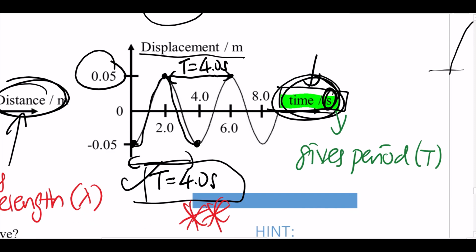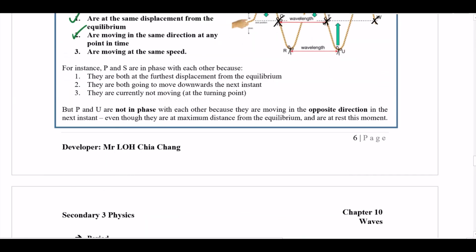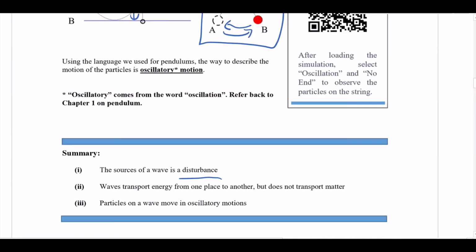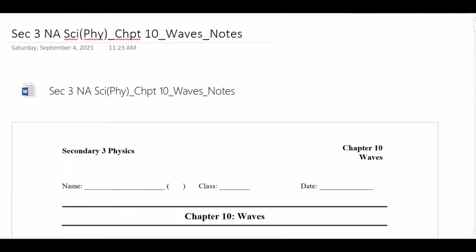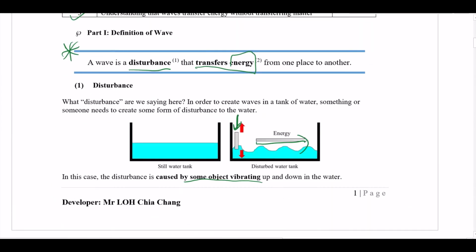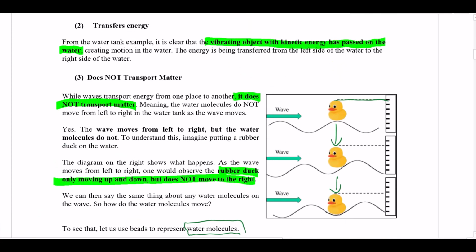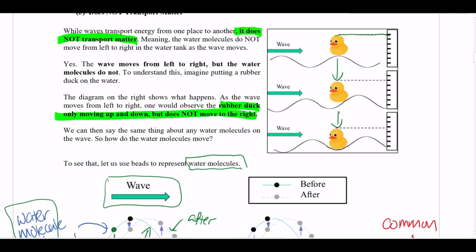So that's it for this topic. Let's do a quick recap. On the whole, the topic is really huge. At the start, we learned about waves. What's the meaning of a wave? It's a disturbance that transfers energy but does not transfer or transport matter.